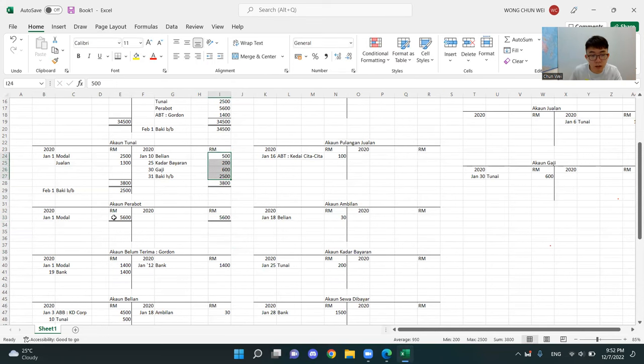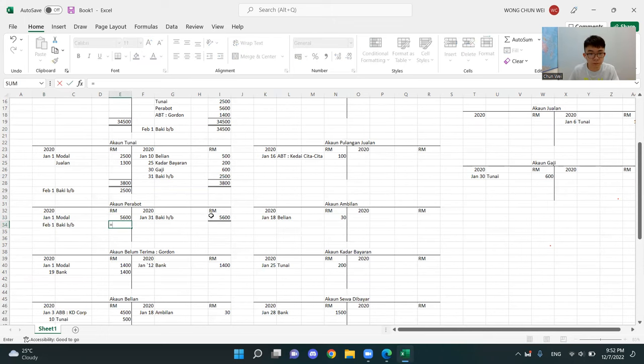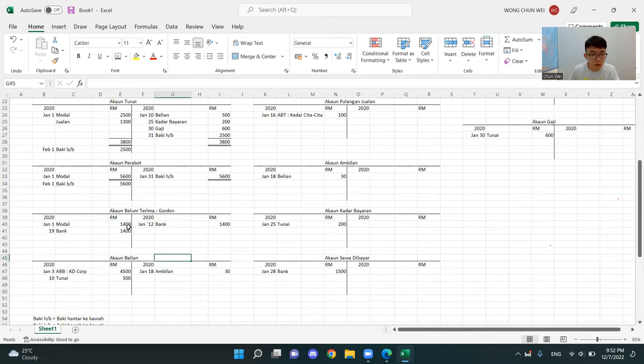Like this one, you need to jumlahkan. This one only one figure. You surely know it's 5,600. So you don't need to do the figure. And you put HB, BB. HB, BB, February 1. Then this one, line, double line.